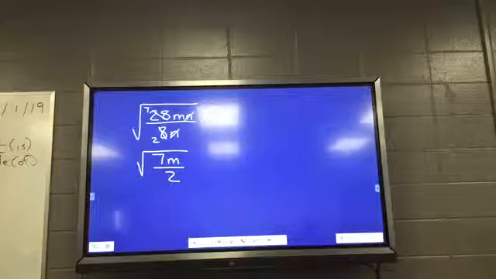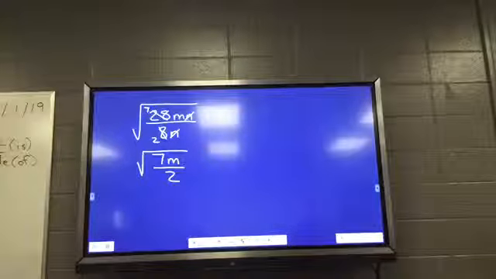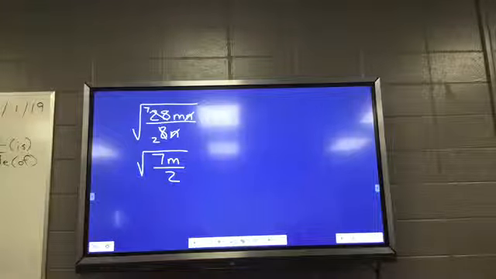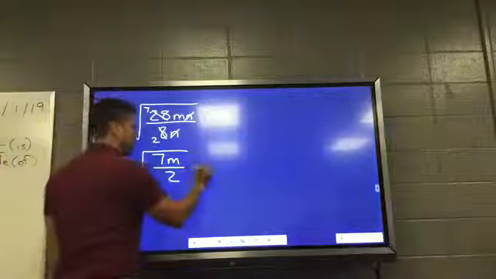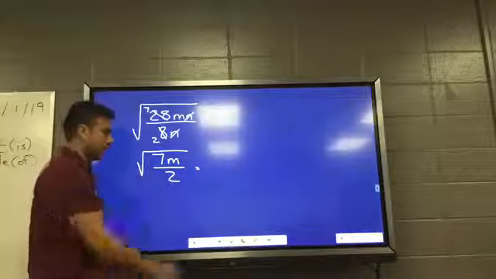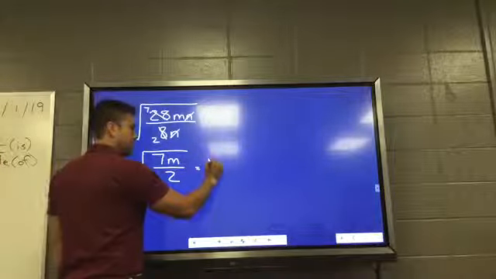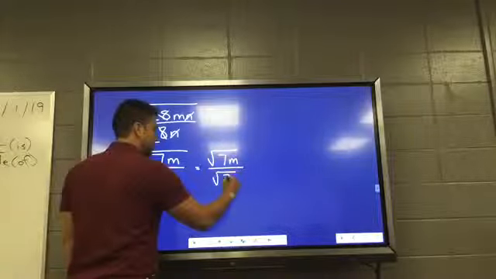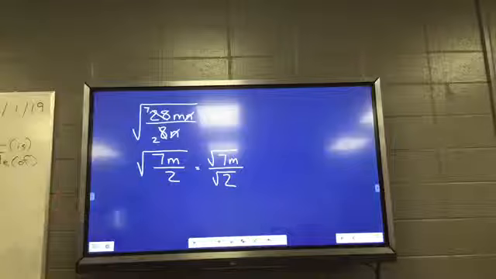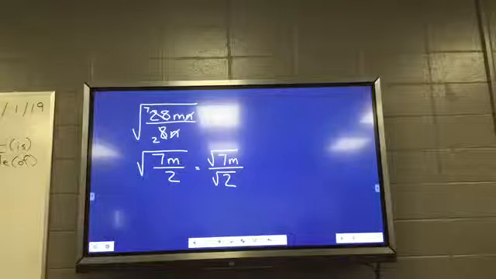Is this a simplified radical? Why not? There's maybe one or two reasons. There's a fraction inside the square root. You can't do that. Do you know how to break that apart? Yep. The numerator gets its own radical, and the denominator gets its own radical. Yay, we got rid of that fraction inside the radical.